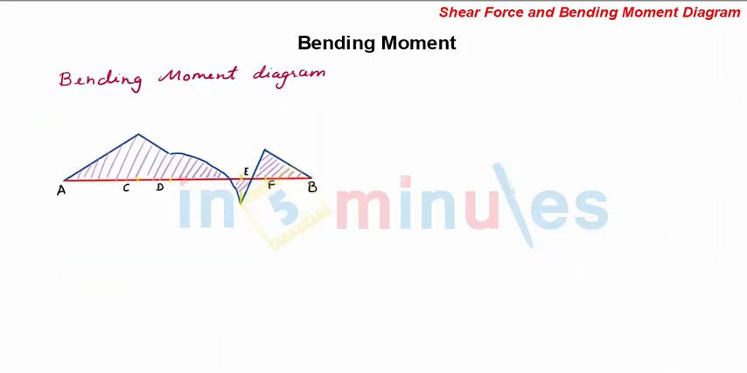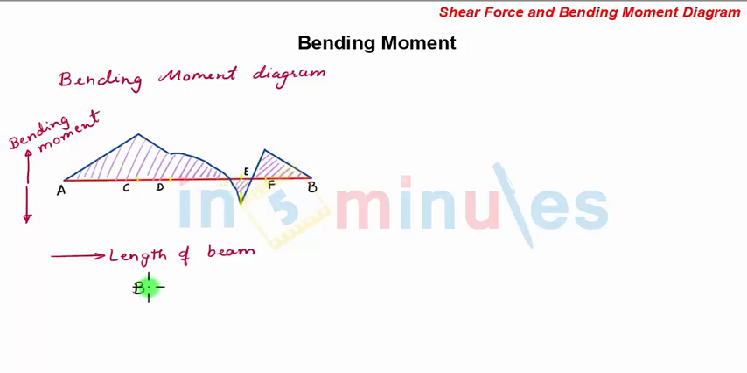In bending moment diagram, on y-axis we have the bending moment, whereas on the x-axis we have the length of the beam. Bending moment above the horizontal zero line is called as positive bending moment, whereas bending moment below the horizontal zero line is called as a negative bending moment. So you can see some part of the beam is subjected to positive bending moment, whereas a small part of the beam is subjected to negative bending moment. Bending moment diagram is shortly denoted as BMD.